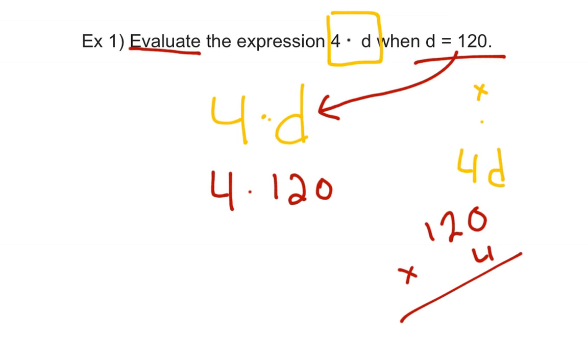I'm sure we can all do this. 4 times 0 is 0. 4 times 2 is 8. 4 times 1 is 4. To get a final answer of 480.